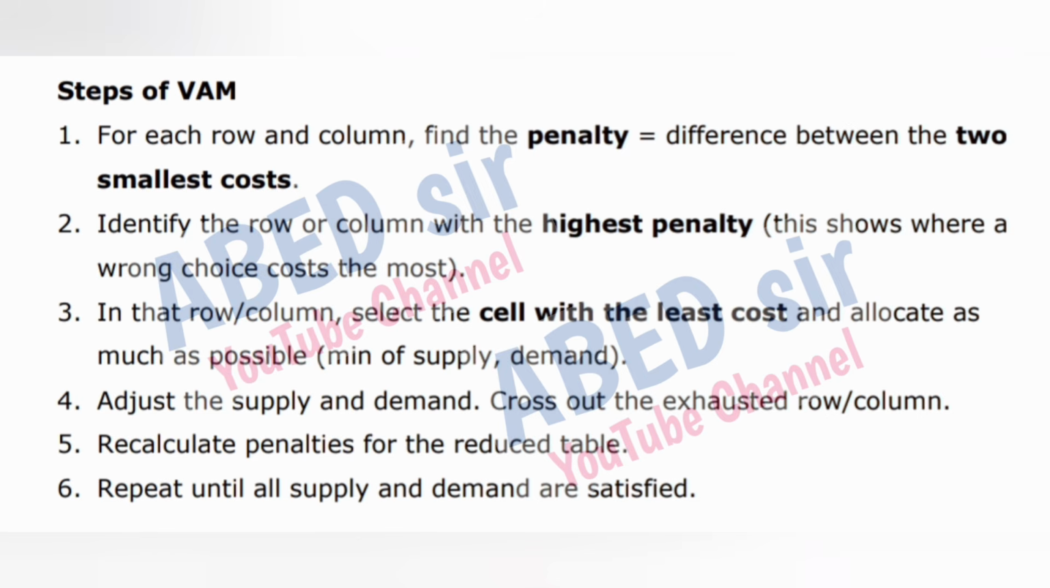Steps of VAM. 1. For each row and column, find the penalty, which is the difference between the two smallest costs. 2. Identify the row or column with the highest penalty. This shows where a wrong choice costs the most. 3. In that row or column, select the cell with the least cost and allocate as much as possible, the minimum of supply and demand. 4. Adjust the supply and demand. Cross out the exhausted row or column. 5. Recalculate penalties for the reduced table. 6. Repeat until all supply and demand are satisfied.